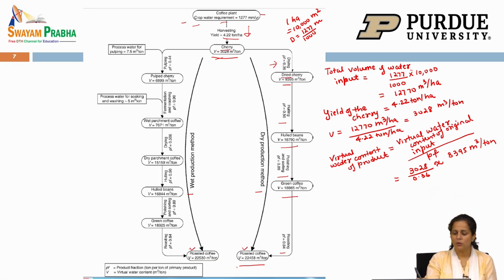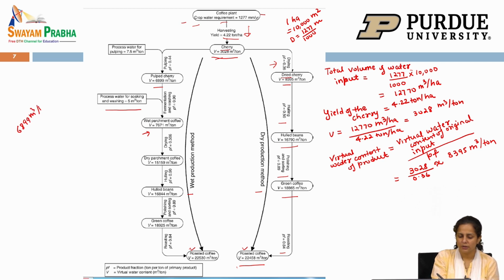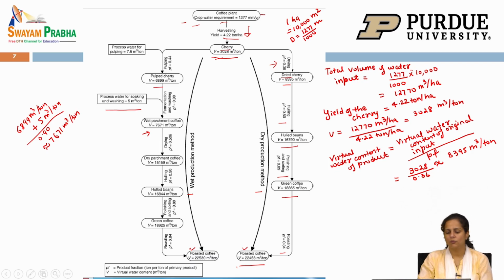In this one where you have wet production method, here you will see that your process water is added. So, in this case when you have to calculate the virtual water for this one, you will actually look at the water content here. So, total water input will be 6899 meter cube per ton plus the processing water that is added. So, 5 meter cube per ton, and then you will divide by the product fraction which is your 0.90, and when you do that calculation you will see that there is 7671 meter cube per ton of virtual water.